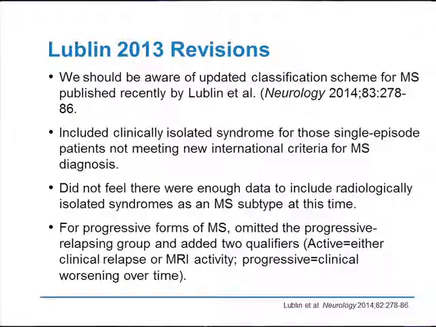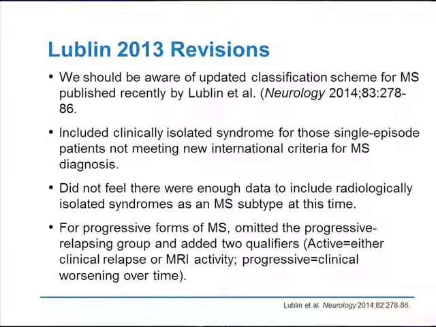Finally, I thought we would bring in recent revisions of the classification scheme, which we've had since 1999, and Dr. Lublin and his team looked at these and got published in Neurology this year. And I think this does change our thinking a little bit in terms of how we classify patients, what we do with them. So one of the things they included was a clinically isolated syndrome category, which had not been present in the 99 revisions.